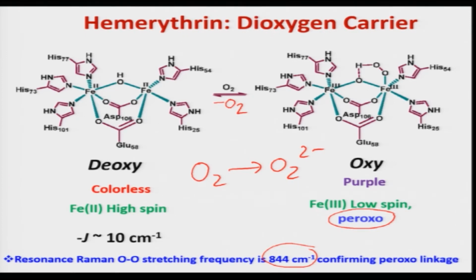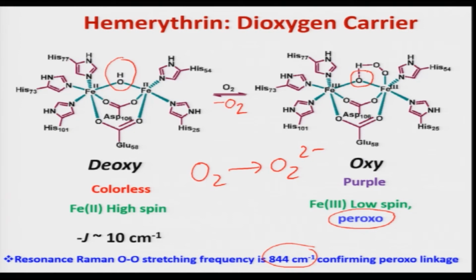You can see that in deoxy, a hydroxo group bridges between these two diiron centers, whereas in case of oxy, this hydroxo is converted to just an oxo group which bridges between these two. We call it mu oxo. So, mu hydroxo converted to mu oxo. Now, how do we know that?